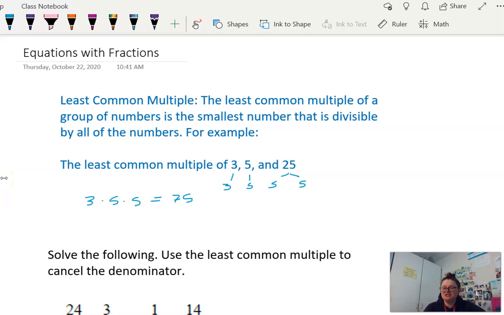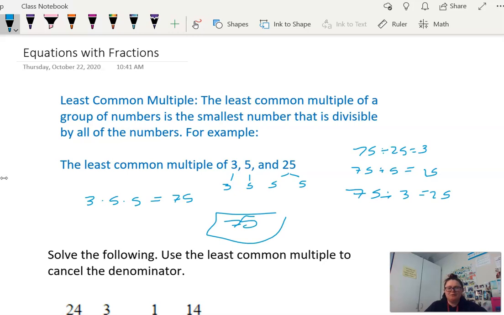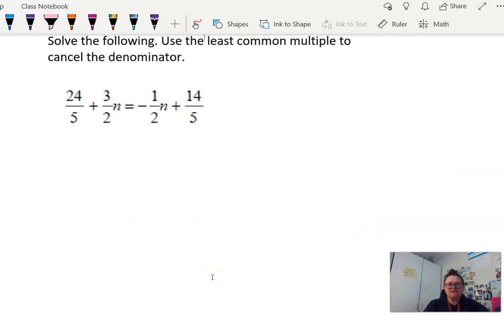Now we can just check that. 75 divided by 25 is 3. 75 divided by 5 is 15, and 75 divided by 3 is 25. So 75 is the least common multiple of 3, 5, and 25. So what we use that for in fractions is you want to look at the denominators. So it says solve the following, use the least common multiple to cancel the denominator.